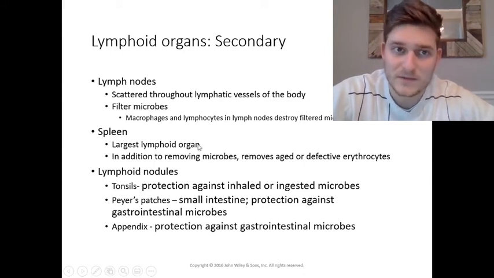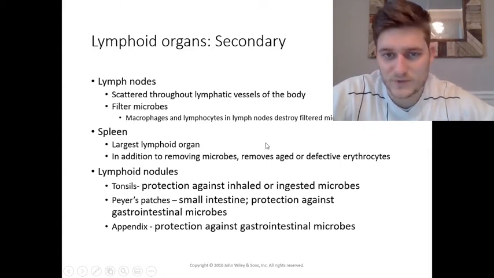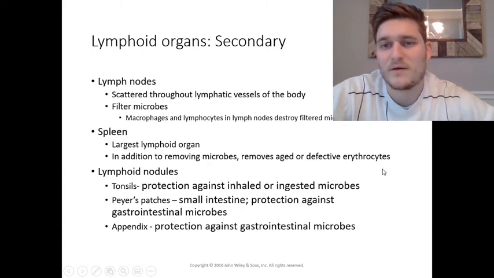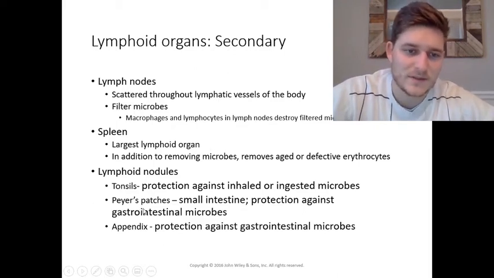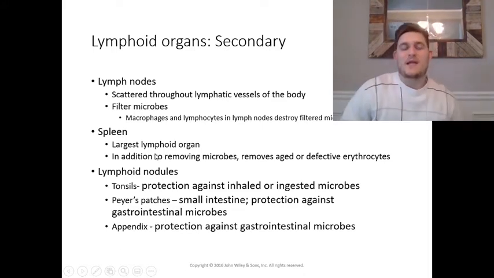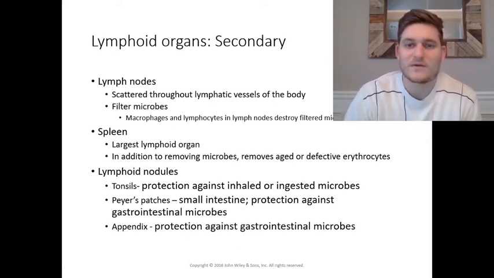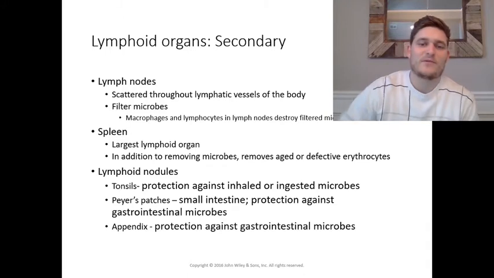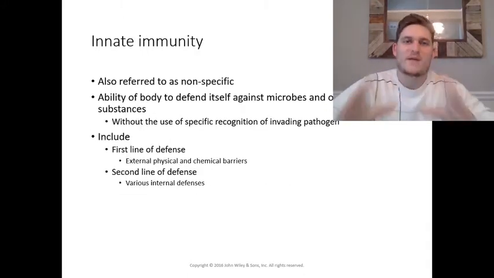The spleen is a secondary lymphoid organ, which is actually the largest lymphoid organ. And it also is going to remove certain bacteria or get rid of certain cells, including erythrocytes. The lymphoid nodules include the tonsils, the Peyer's patches, and the appendix. And again, these areas are just going to be responsible for getting rid of certain invaders, certain microbes, certain bacteria out from our bodies.